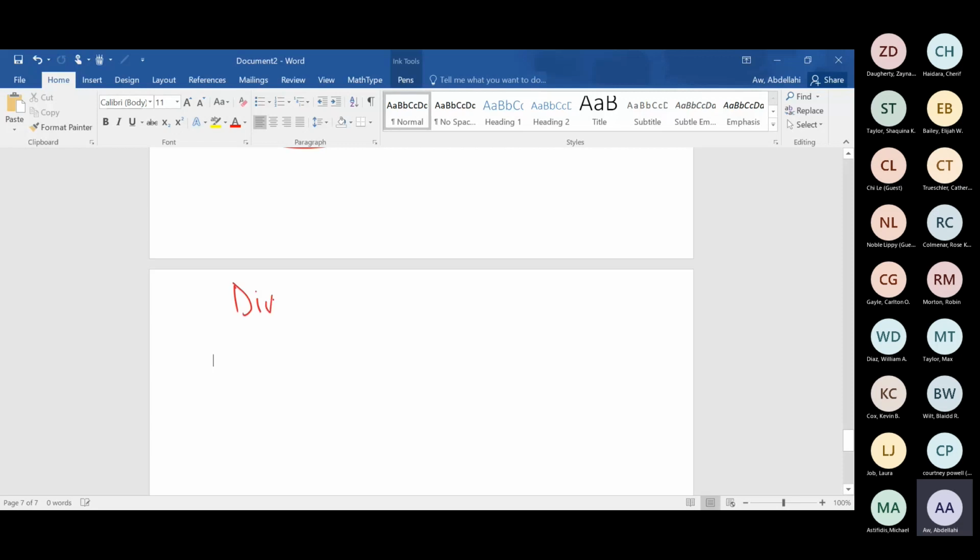Divide 6x cubed minus 5x squared minus 3 by 3x plus 2. So this is a dividend. This is a divisor. Okay, we're going to set it up the same way.